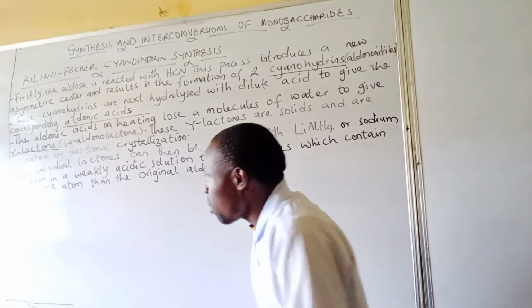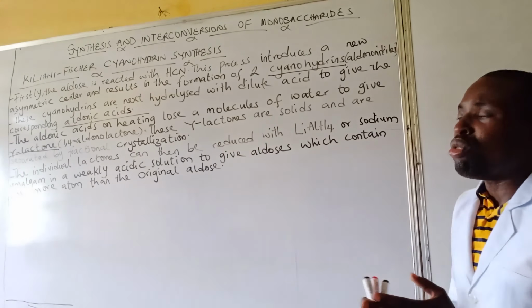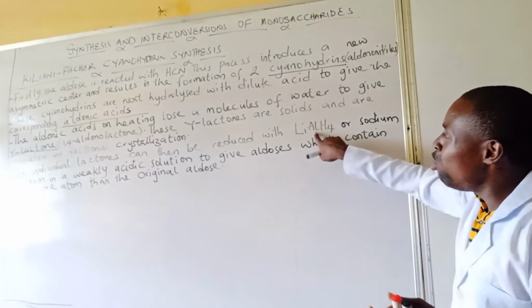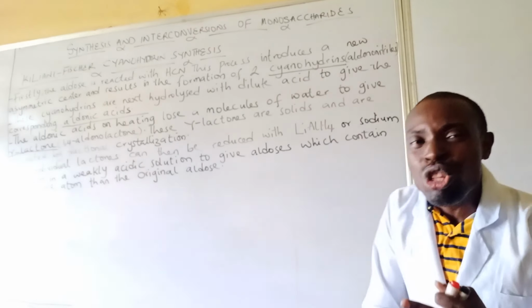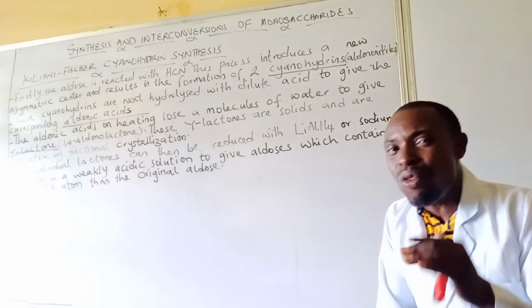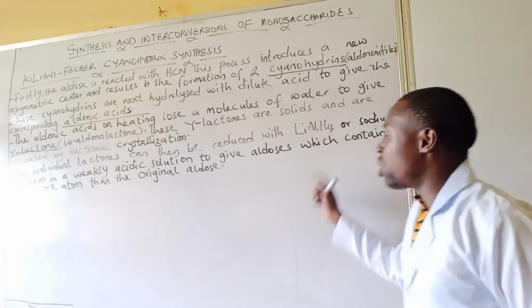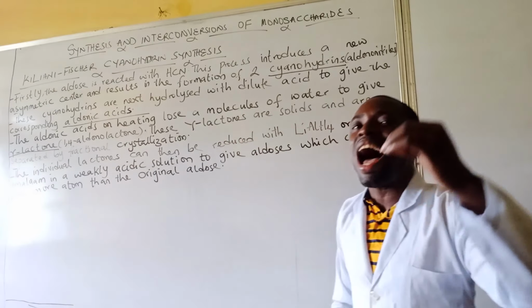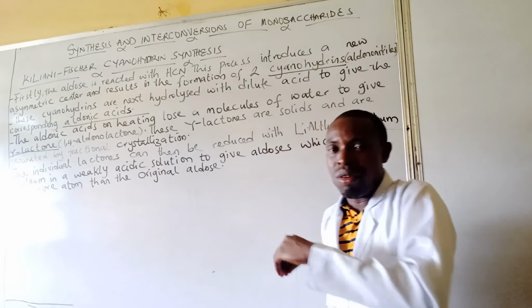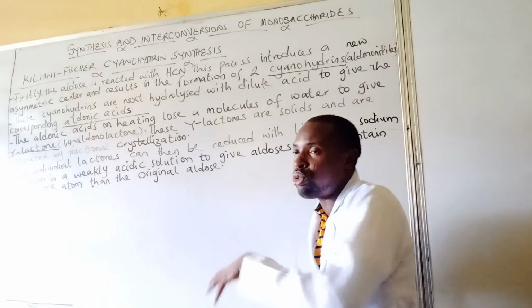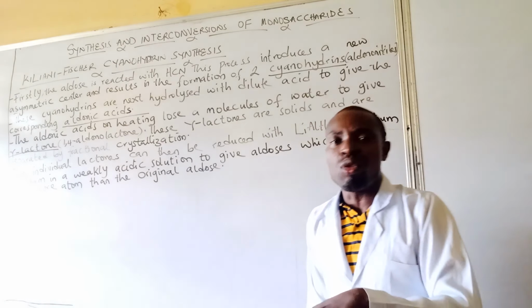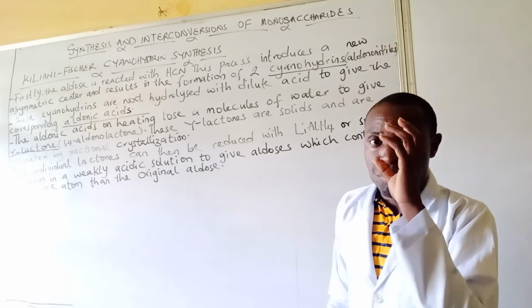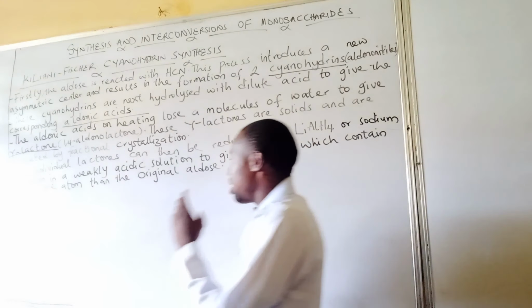Then lastly, the individual lactones can be reduced with a reducing agent such as lithium aluminium hydride or sodium amalgam in the presence of a weakly dilute acid to give aldoses, which contain one more carbon atom than the original aldose. And in this reaction, we'll be making use of D-arabinose to illustrate our point on the Kiliani-Fischer synthesis.